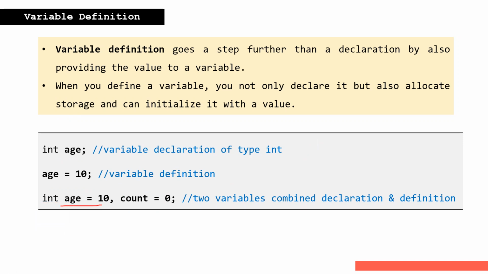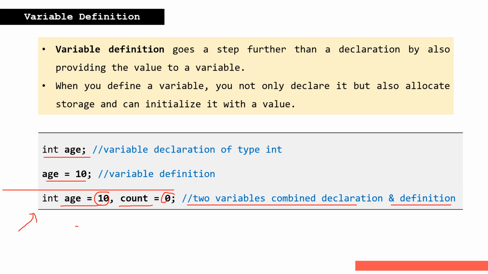So you are declaring the age variable and assigning value 10 to it. You are declaring the count variable and assigning value 0 to it. So this is combined declaration and definition, right? Here it is separate. This is declaration, this is definition, and this statement is combined. Similarly, you can define a float variable and assign a value to it. Similarly, you can define a character variable and assign a value to it.